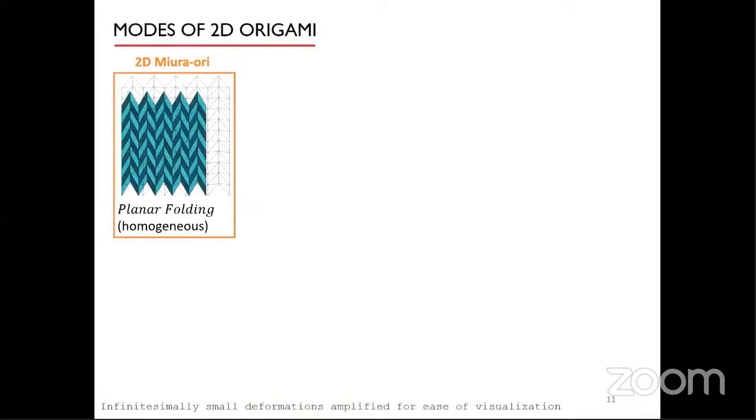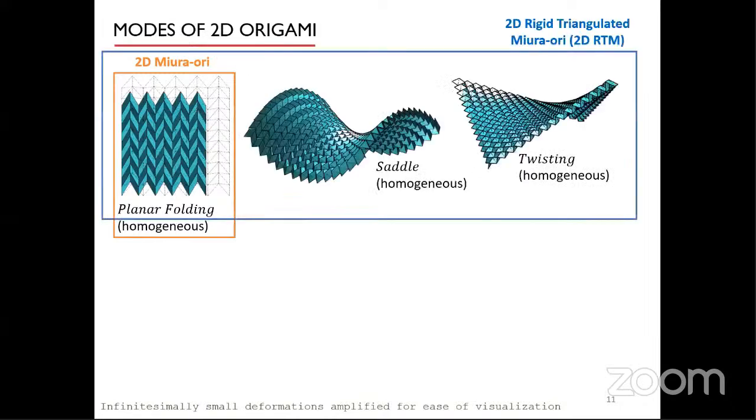A 2D Miura-ori sheet folds uniformly as a single degree of freedom system. However, 2D RTM allows for a saddle and twisting mode in addition to planar folding. Till this point in literature, we had only homogeneous deformation modes in 2D origami, and therefore no wave propagation.